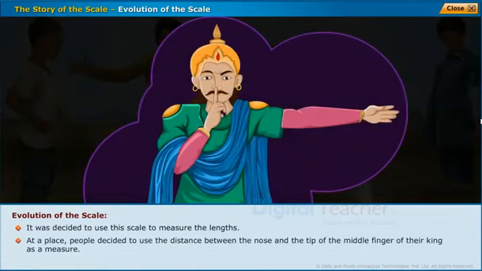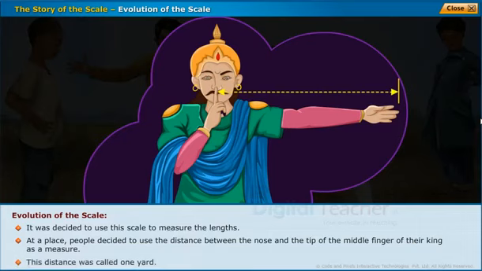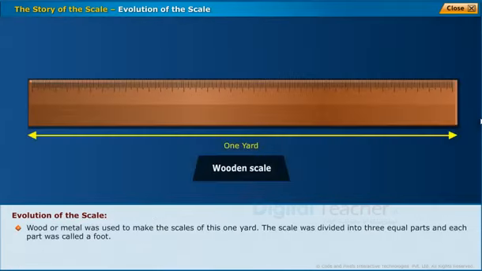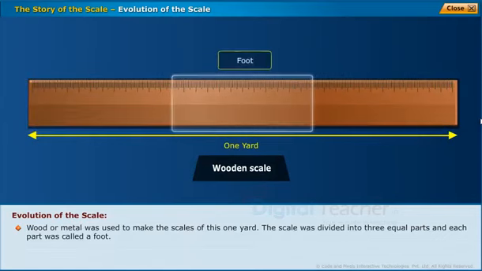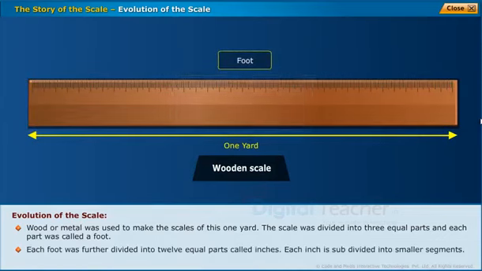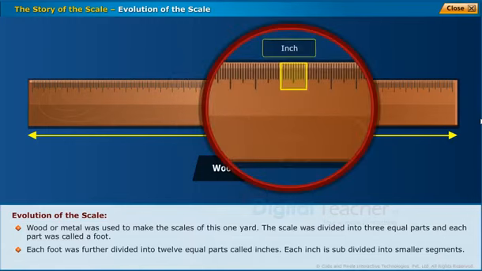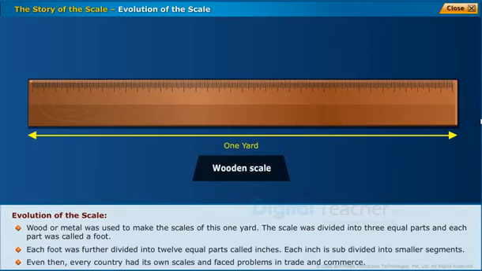At a place, people decided to use the distance between the nose and the tip of the middle finger of their king as a measure. This distance was called 1 yard. Wood or metal was used to make the scales of this 1 yard. The scale was divided into 3 equal parts and each part was called a foot. Each foot was further divided into 12 equal parts called inches. Each inch is subdivided into smaller segments. Even then, every country had its own scales and faced problems in trade and commerce.